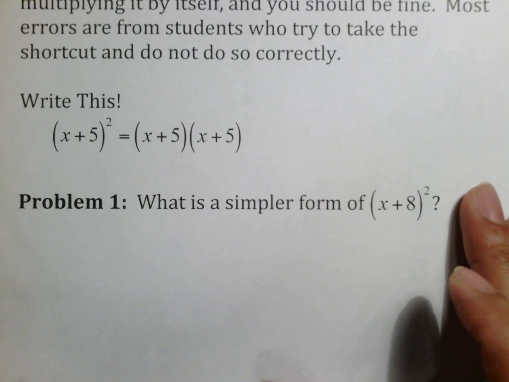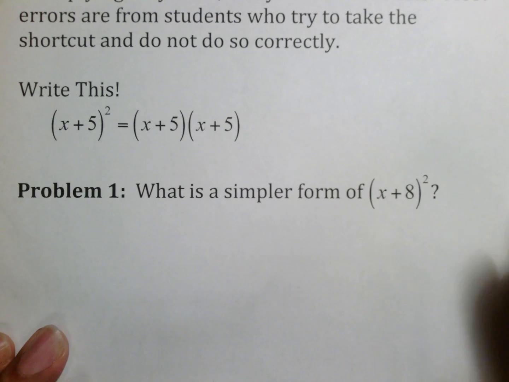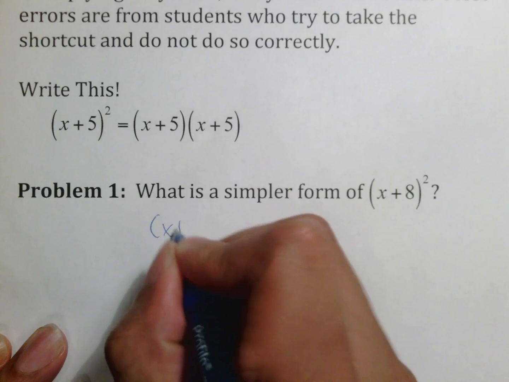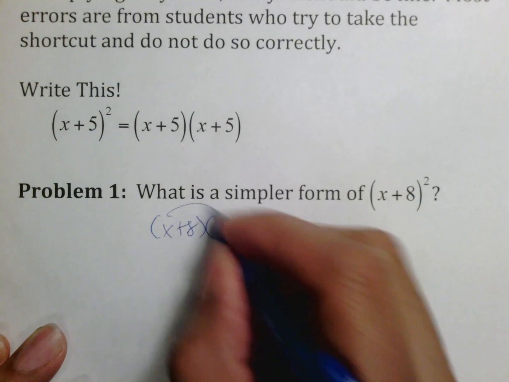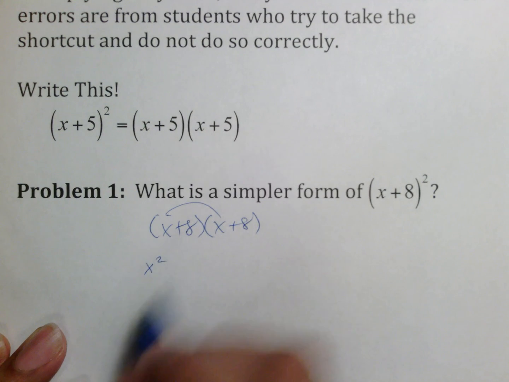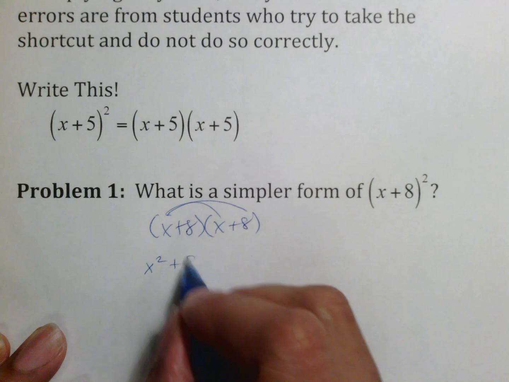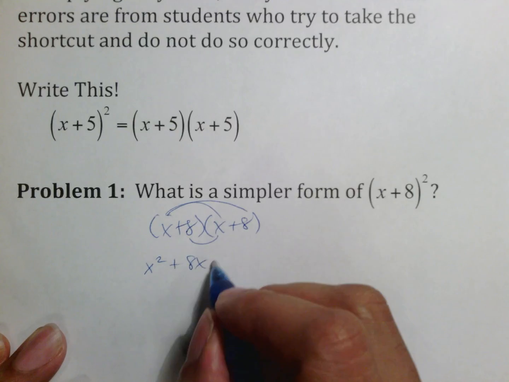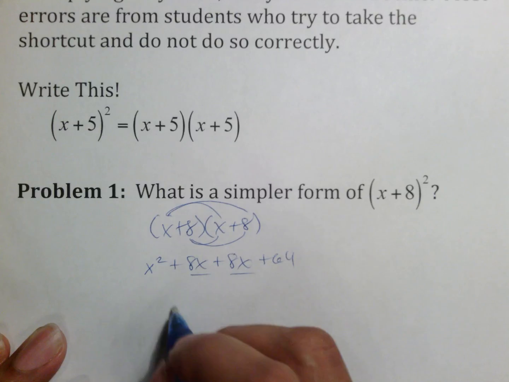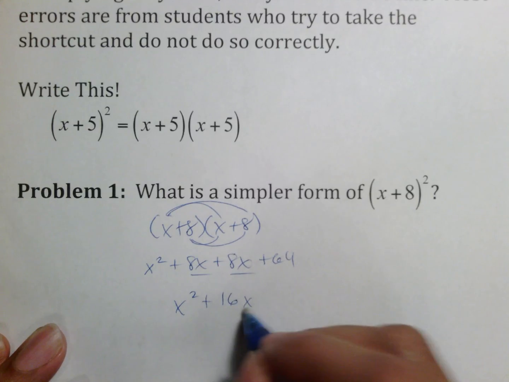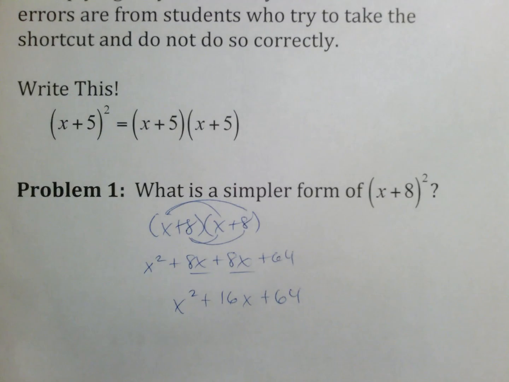So for example, on this question it says, what's the simpler form of x plus 8 squared? Simply take the x plus 8 and write it by itself twice, because that's what this is telling me to do. And then of course we have x times x, which is x squared, because there are two x's. We have x times 8, which is 8x. We have 8 times x, which is also 8x. We have 8 times 8, which is 64. Putting these two things together, you get 16x and 64. So again, not a tough issue to deal with, just making sure that you understand how to do the work that's necessary on that.